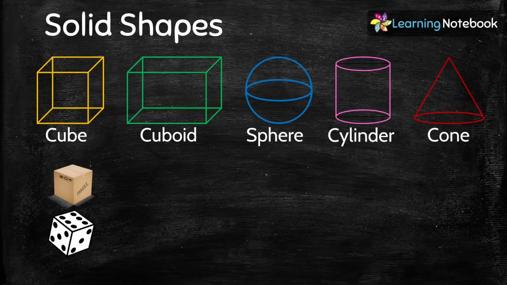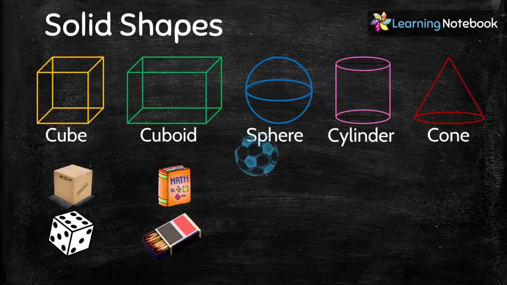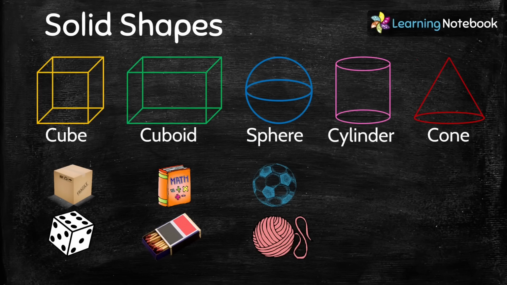Now, examples of cuboid are a book, and a matchbox. Take your maths book. It is a very good example to remember cuboid shape. Next, let's see examples of sphere. A football and a woolen ball. Students, whenever you kick a football, remember you are kicking a sphere shape.